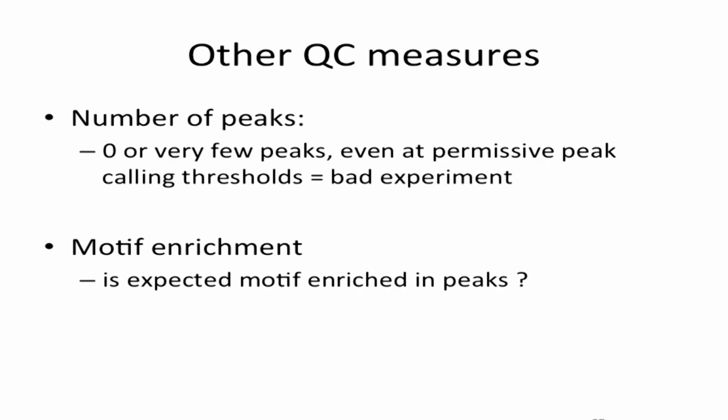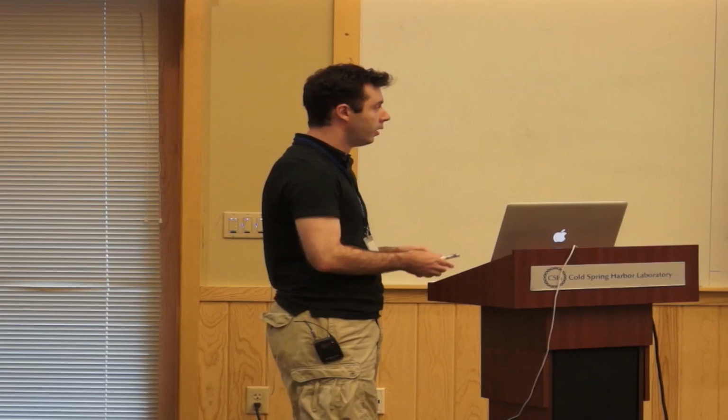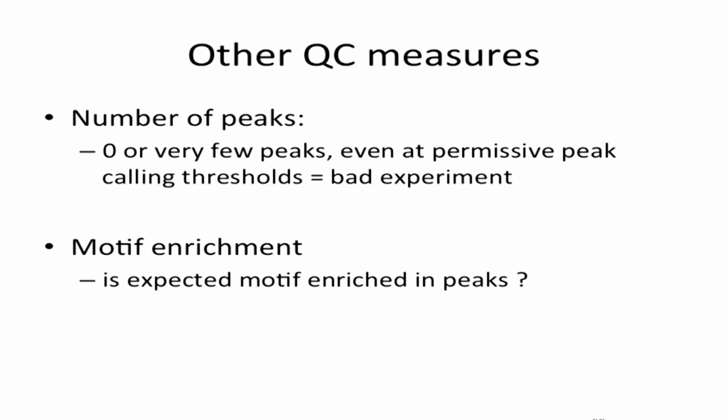So if you do a ChIP-seq experiment, you call peaks, you do motif analysis, de novo motif analysis, and you don't get any motifs that look like the factor that you're doing the experiments for, it's also not necessarily a good sign. It tells you that potentially your experiment didn't work as well as it should have, right? This is about the expected motif enrichment in peaks. We'll get back to this hopefully in a few slides.